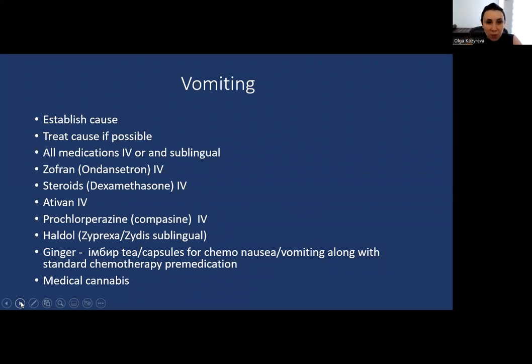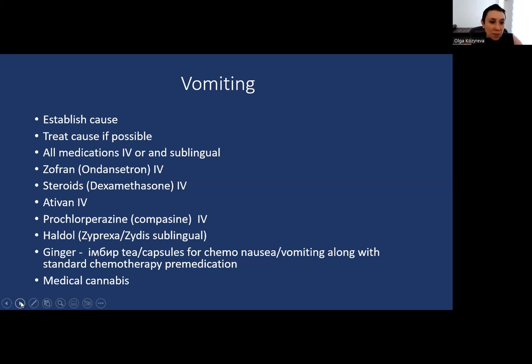Sublingual, it's not well absorbed in the oral mucosa, but well absorbed through PO, but in case of vomiting, it's not relevant. Ativan can be given IV, Compazine, prochlorperazine can be given IV, and Haldol can be given IV, small dose, safe. Of course, we always make sure that the patient does not get more than 1 milligram without an EKG, because it can increase the QT interval.